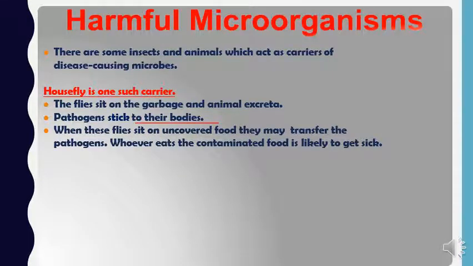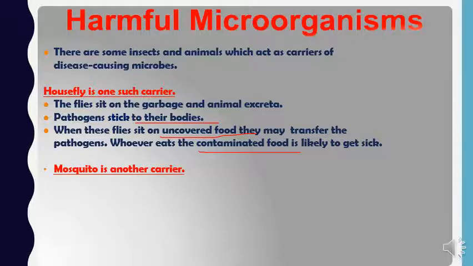When these flies sit on uncovered food, they may transfer the pathogens onto the food. Now whosoever eats this contaminated food is likely to get sick. The person will fall sick, and may also suffer from food poisoning. The food is poisoned due to these carriers. So that's the reason why we should be eating hot food, as well as covered food only.